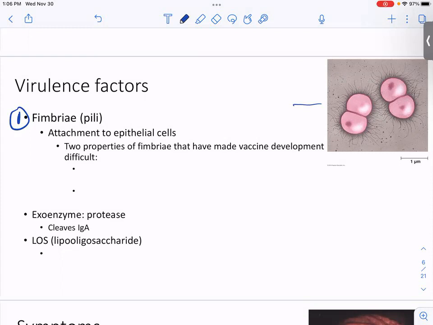So whichever you call them, they're really important for attachment to the epithelial cells of the genital tract. Otherwise, it wouldn't be able to infect those cells. There are two properties of those fimbriae that have made the organism extremely successful in outwitting our immune system, and that includes basically our inability to make a vaccine. So of those two things, we describe the first as antigenic variation.